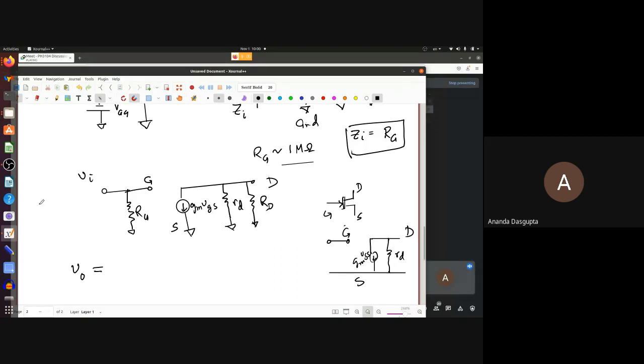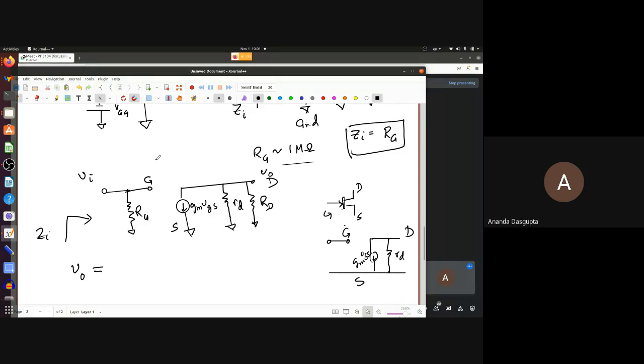Well, Zi, this circuit makes it even more obvious that Zi is RG, because from this side you can only see RG, nothing else. This whole thing is disconnected from here. Well, VO, how much is it? VO is this voltage. So can anybody just tell me how much VO is going to be from the circuit? It's absolutely trivial.